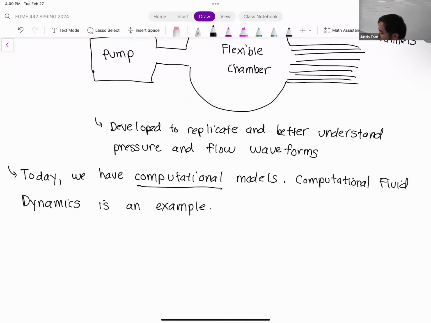But I don't want to get too ahead of myself. We're going to cover CFD later on in the class, but just to give you a preview, what CFD aims to do is solve the Navier-Stokes equations using computations.